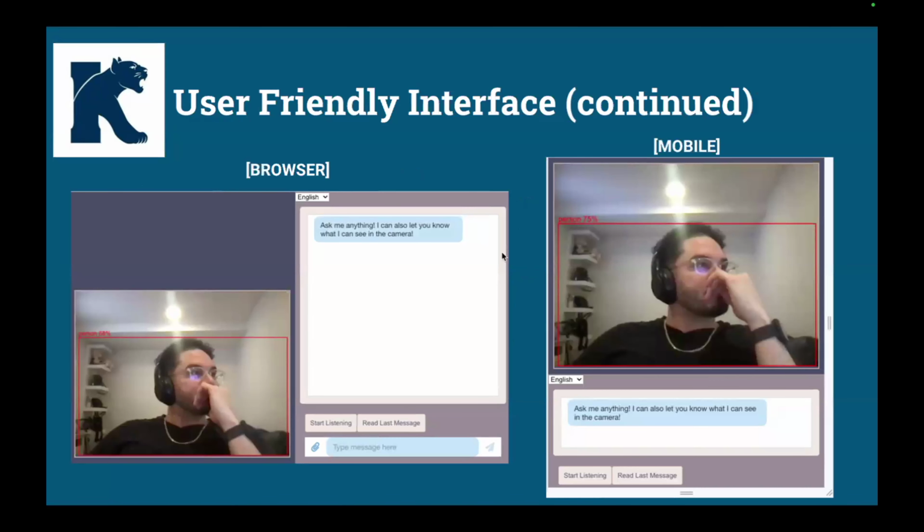So here's a look at what the user interface looks like. Right over here on the browser, you can see the webcam with the object detection. And right over here is the chat section with the two options to either speak, as in speech to text, or to read the last message, text to speech. So here's the browser and here's a mobile version of it.